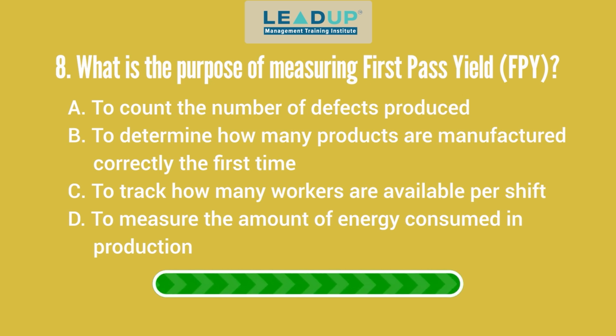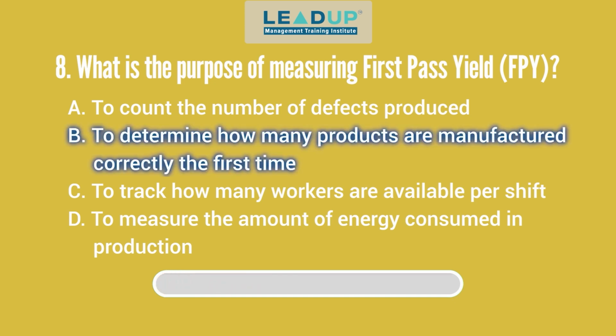Question 8. What is the purpose of measuring first pass yield, FPY? A. To count the number of defects produced. B. To determine how many products are manufactured correctly the first time. C. To track how many workers are available per shift. And D. To measure the amount of energy consumed in production. The answer is to determine how many products are manufactured correctly the first time.